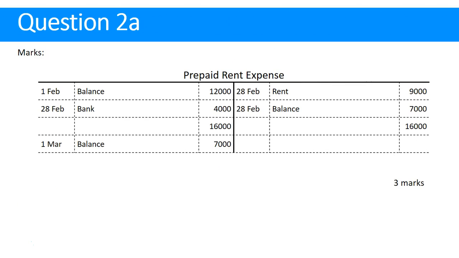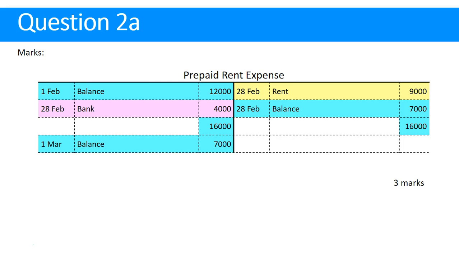The marks for this question: we had one mark for quite a bit of work. You had to do the opening balance, the closing balance, and the balancing procedure. You also got one mark for the figure that you had to figure out for the actual prepaid rent for this month, which was $4,000. And then you also got one mark for taking out the amount of rent that was consumed during the period, which was $9,000.